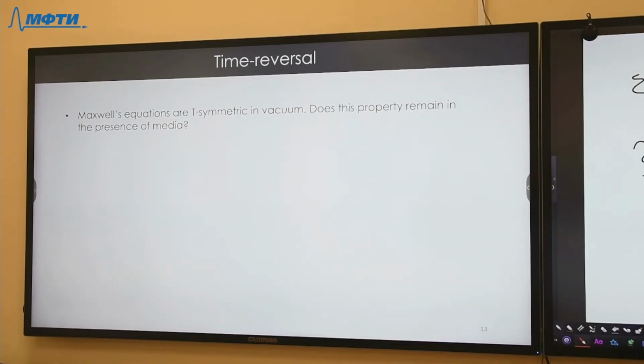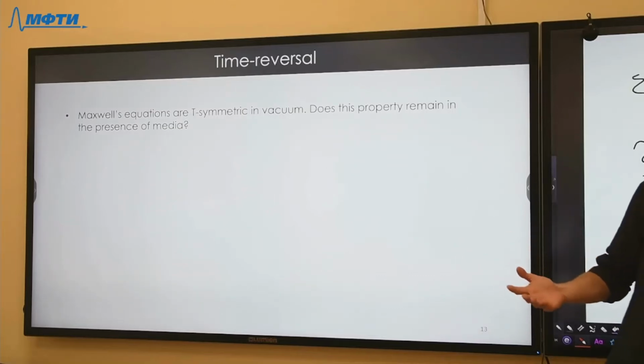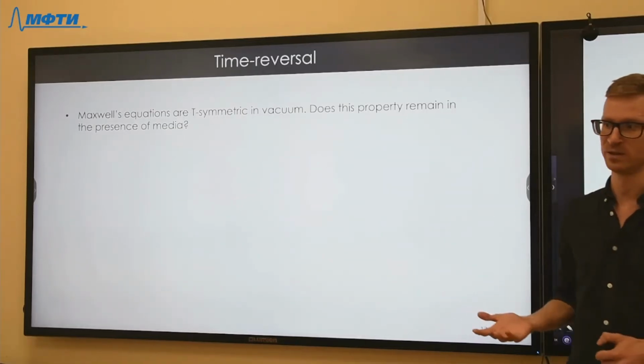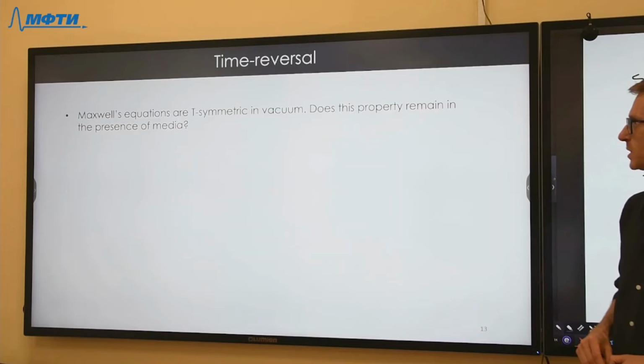So, are Maxwell's equations time symmetric? Do they satisfy time reversal symmetry? Well, it turns out that in vacuum, in free space, they are time symmetric, and one can easily check it by plugging these time reversed fields into Maxwell's equations and checking if they indeed satisfy the same equations. It is a very simple exercise.